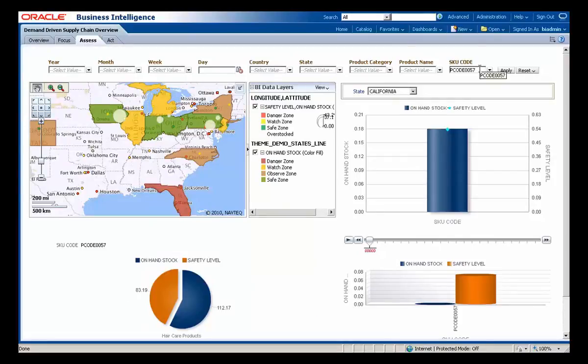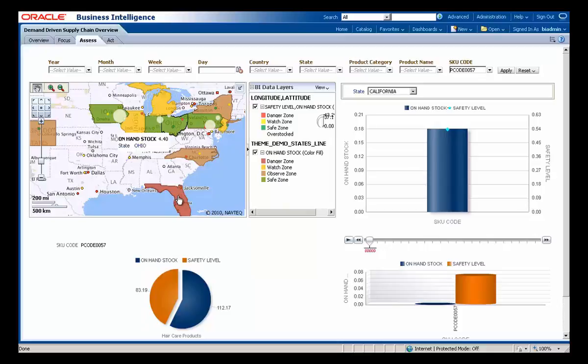The next tab, the Assess tab, provides us all the relevant details in the complete supply chain through a geospatial chart for the product Modern Naturally Clean Shampoo 100 milliliter. I need you to focus on the color marking for the states and the pies inside these states.